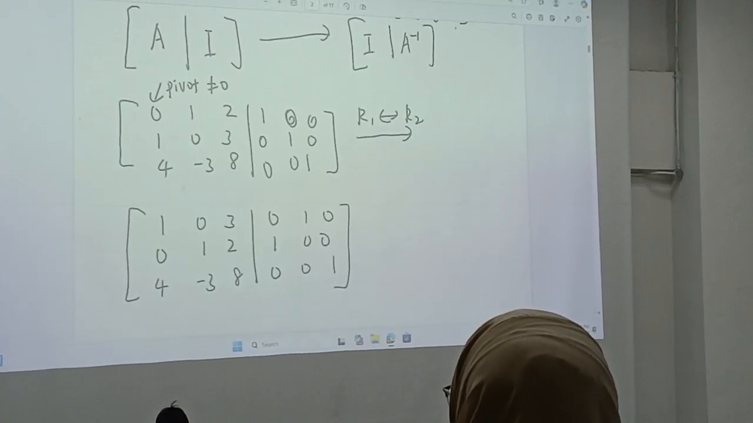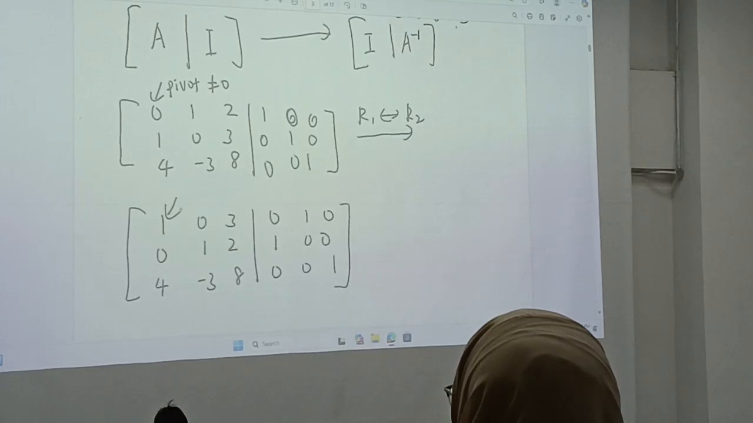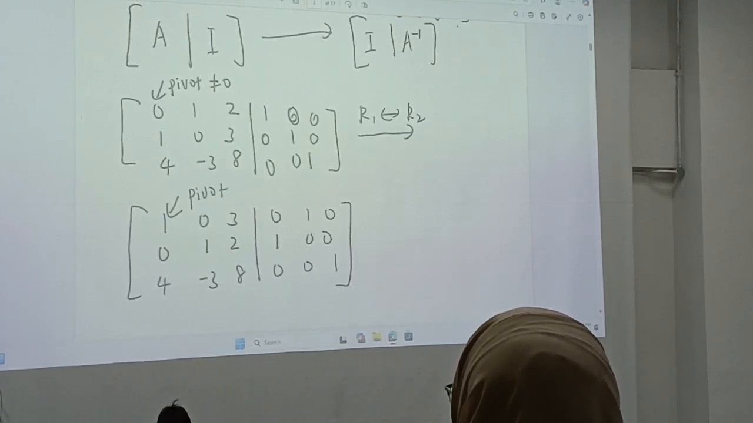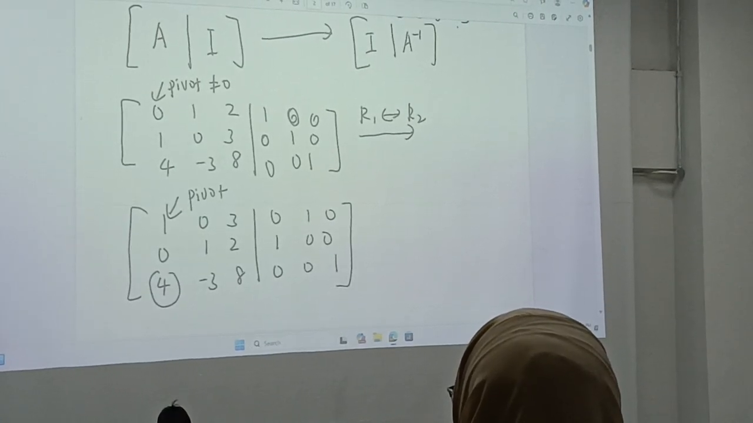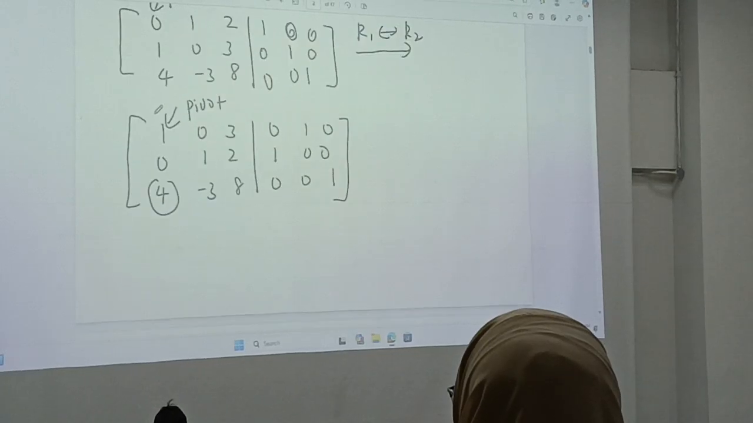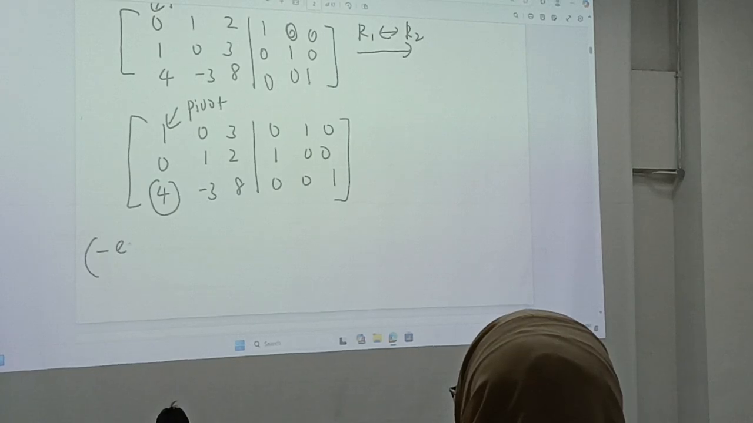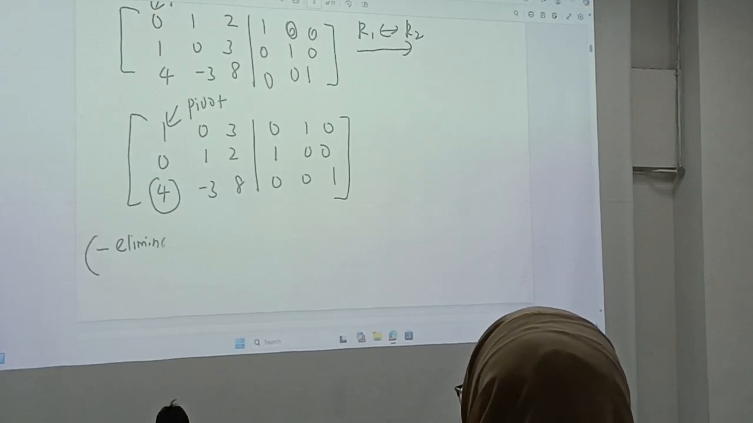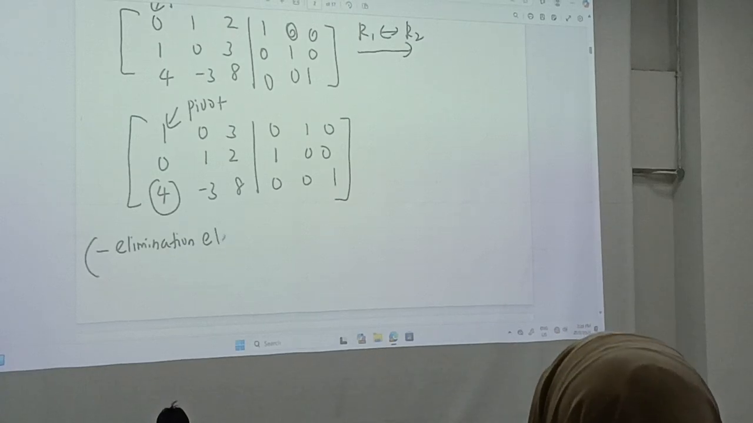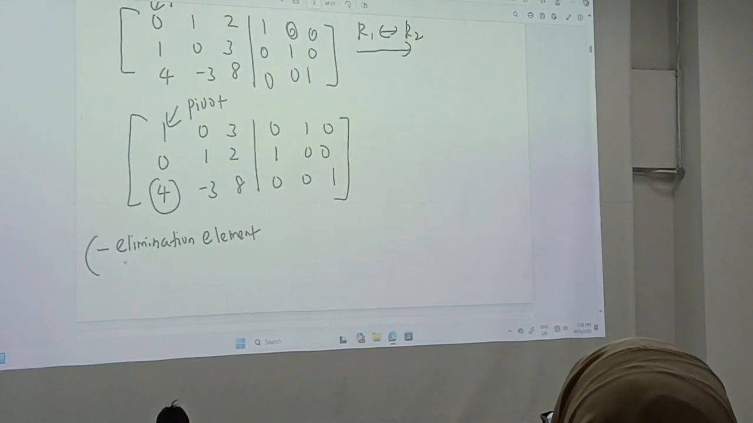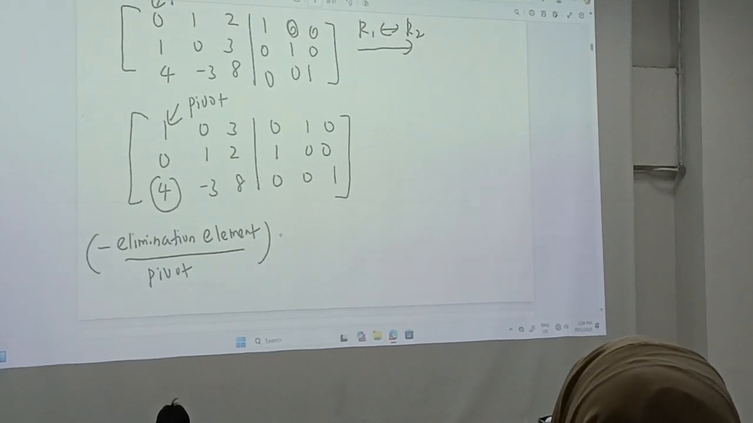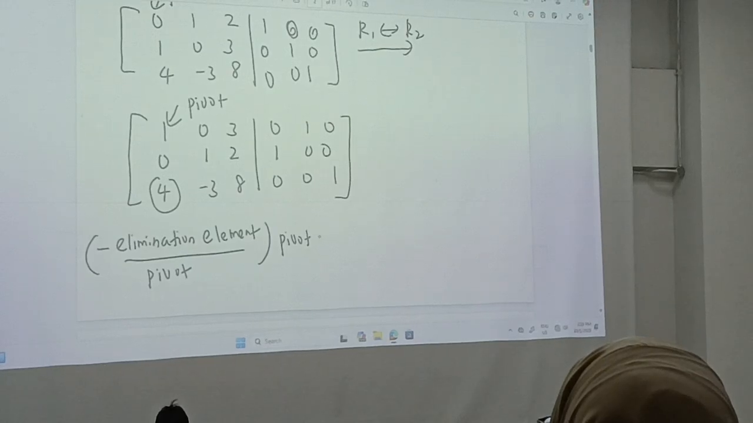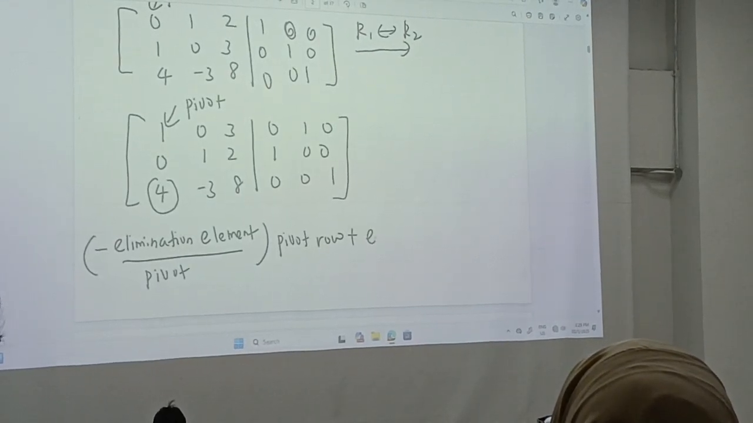So now what's the pivot value? Equal to 1. Yes. So here already 0, right? So we don't have to do it. So we need to turn 4 to 0. How to turn 4 to 0? Again, use this formula. Negative elimination element over pivot multiplied by the pivot row plus the elimination row.